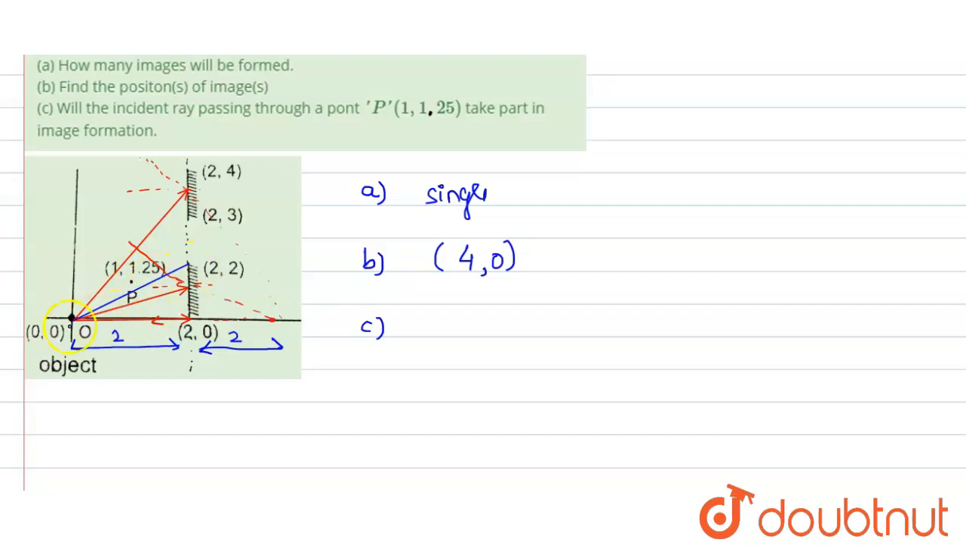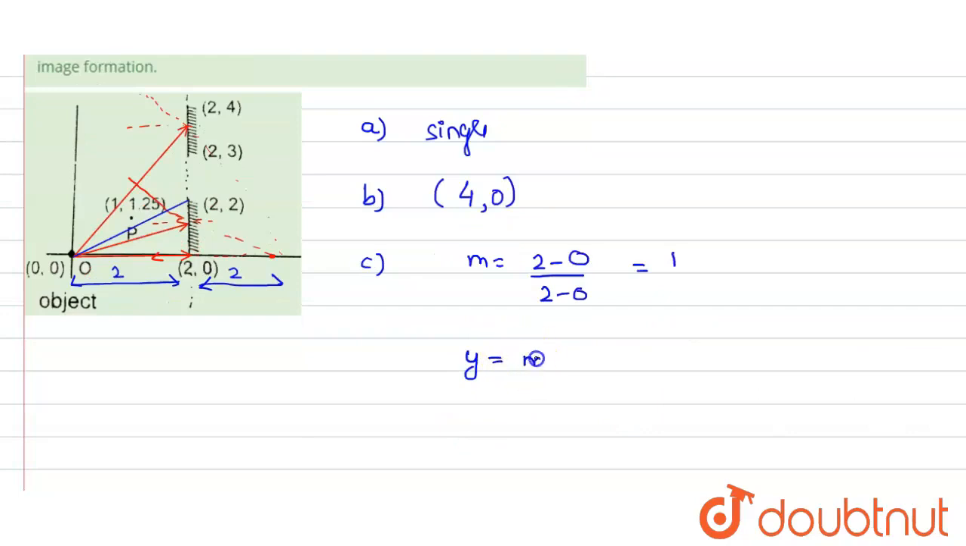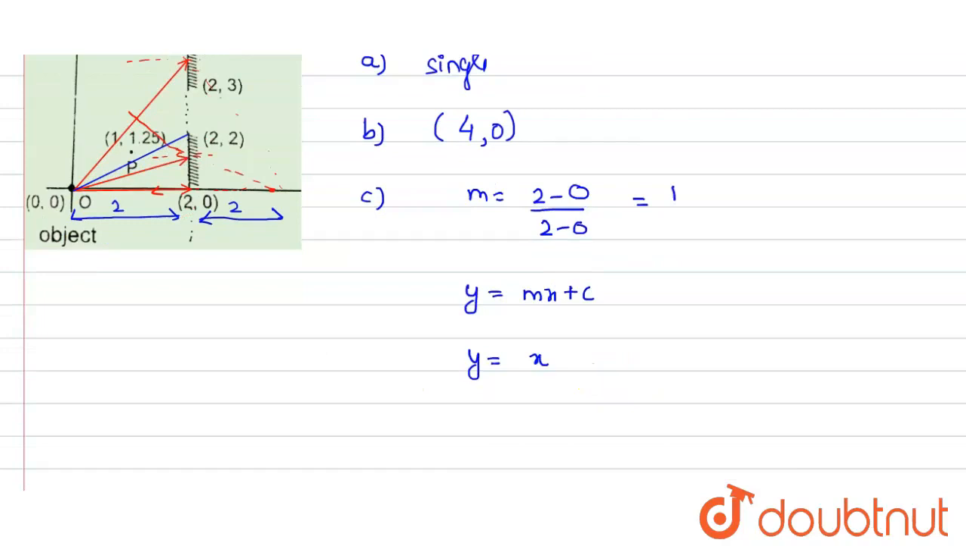How can we do this? Basically we can simply say, what would be the equation of this line? The slope of this line would be y2 minus y1 divided by x2 minus x1. So 2 minus 0 divided by 2 minus 0. Simply we can see that the slope comes out to be 1, and y would be equal to mx plus c. So y would be equal to x, since m is 1. What is the intercept on the y-axis? It is passing through the origin, so c would be equal to 0. So we can say that y minus x would be equal to 0.